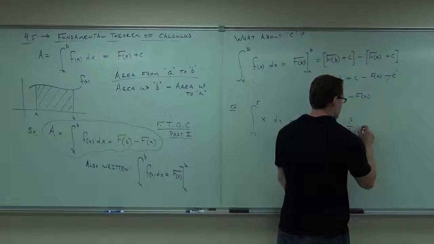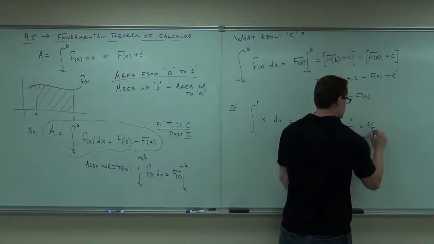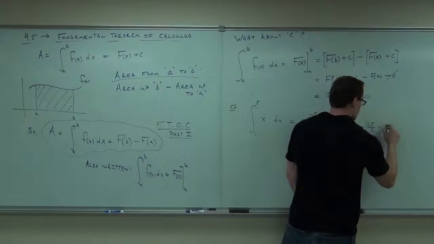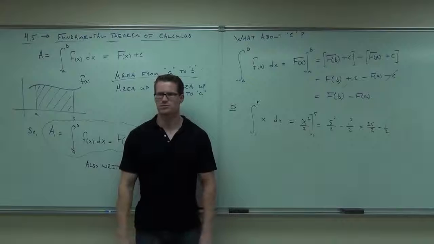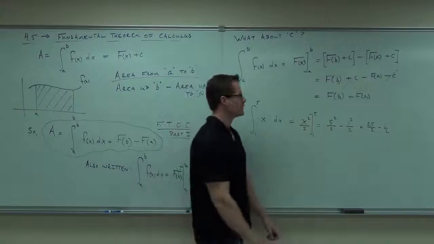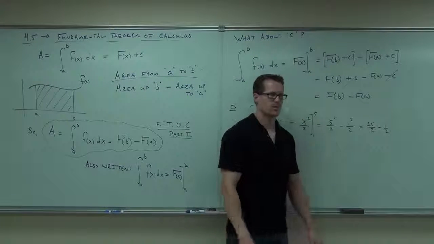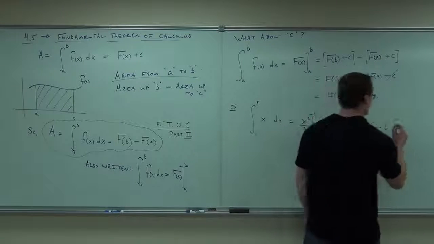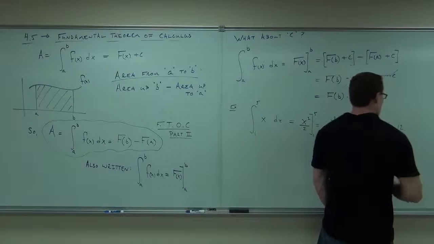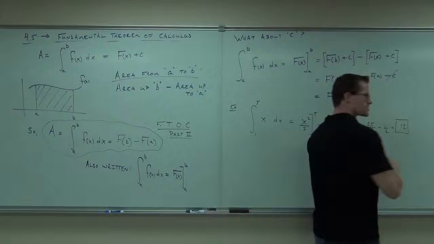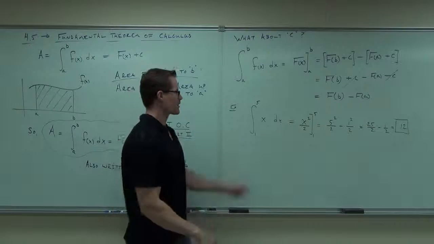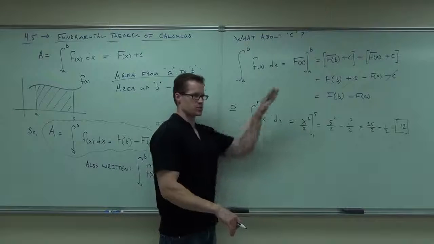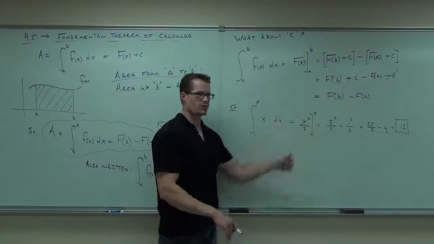So we're going to get 25 halves minus 1 half. How much is that? 12. Yeah, 24 halves is 12. Is that quicker than a Riemann sum, all the stuff you can do in left endpoints? Yeah. What is 12? Area. That's exactly right. Area under that curve, which is just a diagonal line, from 1 to 5.